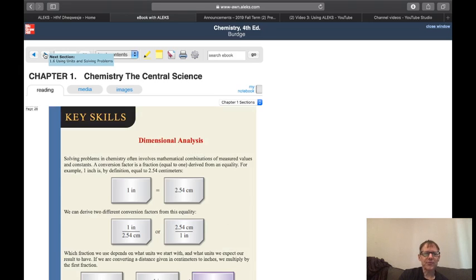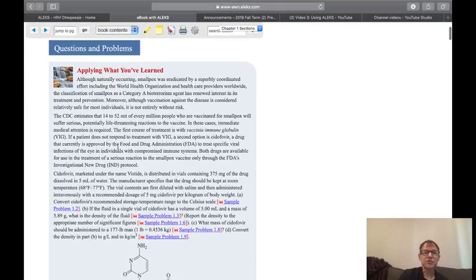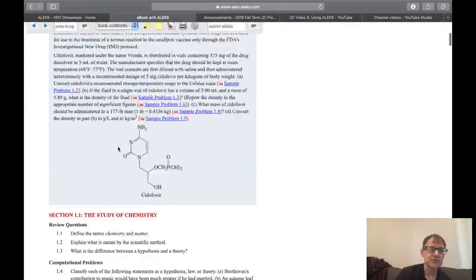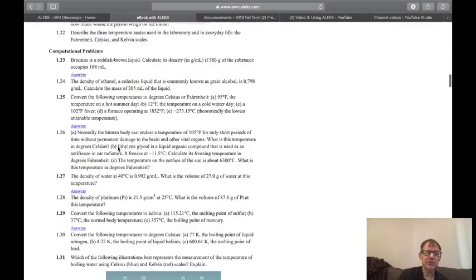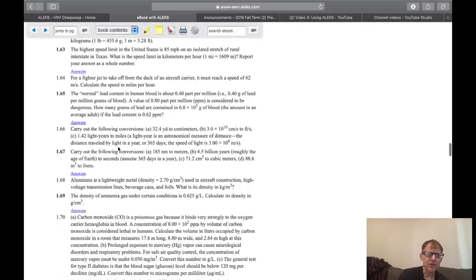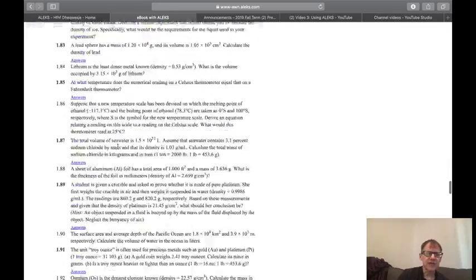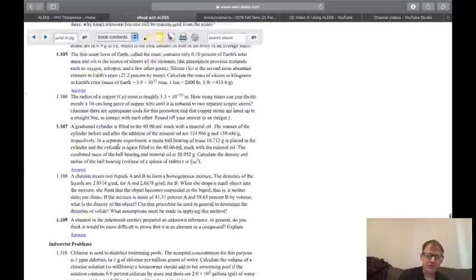So there's the chapter summary, key skills, and then the next section is questions and problems. So these are what we would call the end of chapter problems. Okay, so notice they're all listed in here. There's a bunch of them. Each chapter might have anywhere from 80 to 120 problems. This chapter has over 100 questions. Of course, you don't have to do all 100.